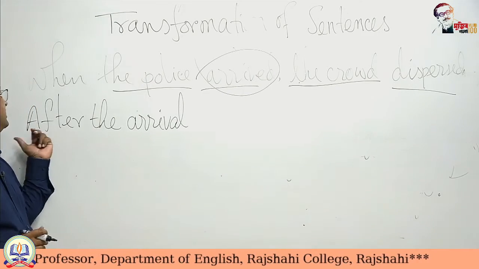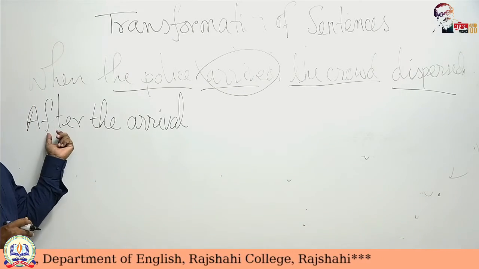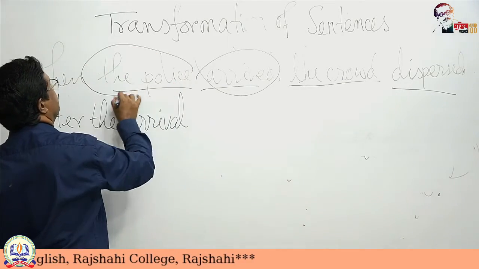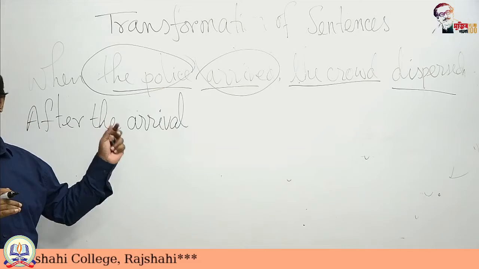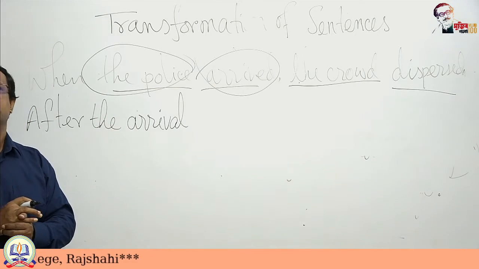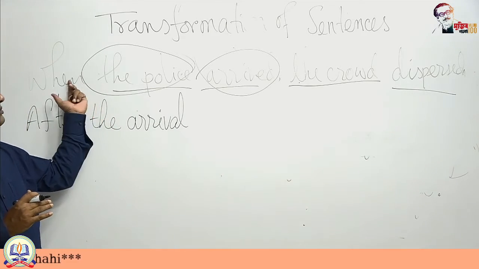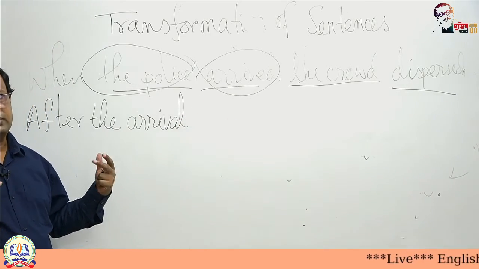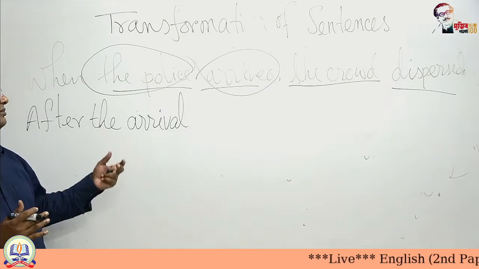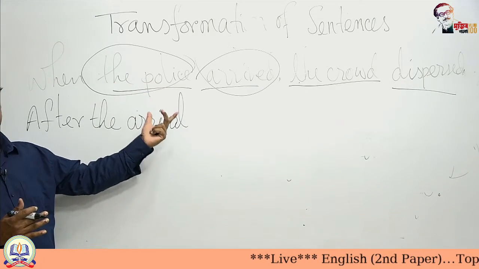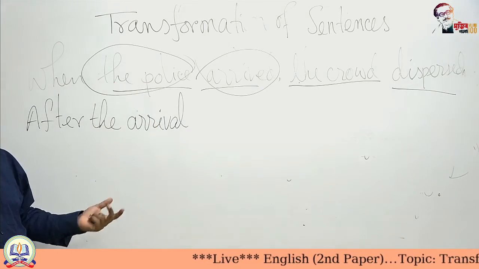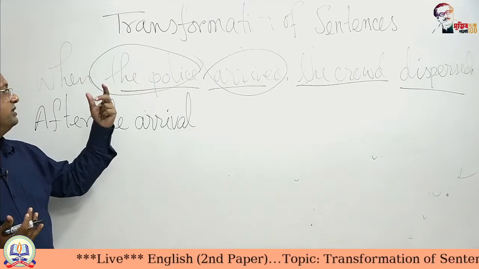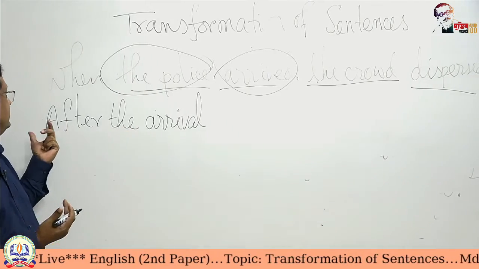And before that I have used a preposition, after. After the arrival, who arrived? The police. We cannot eliminate police here. Why can't we eliminate police? Because if we eliminate it here, we will not find him in my next part. So it will be totally lost. That is why I must keep this subject here. Otherwise it will be lost. So the meaning will be unclear and I will not be able to come back here again.